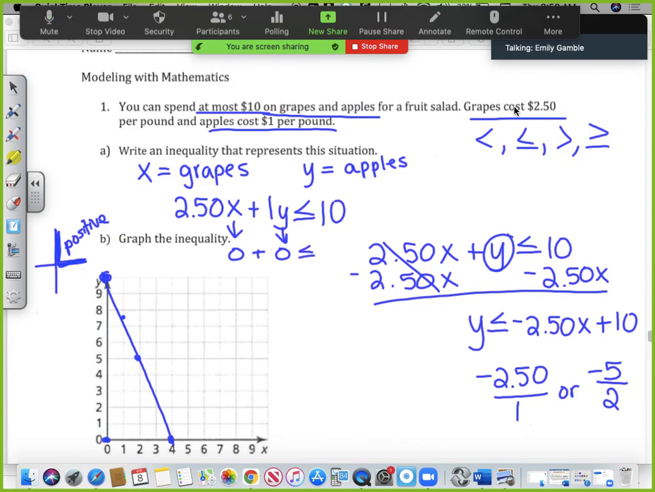So we're going to get 0 plus 0 is less than or equal to 10, which is just 0 is less than or equal to 10, which is true. Since 0 is less than or equal to 10, that means anything that's on the same side as where that point is a solution. So the solution is everything inside of the line here, which is like that triangle part.